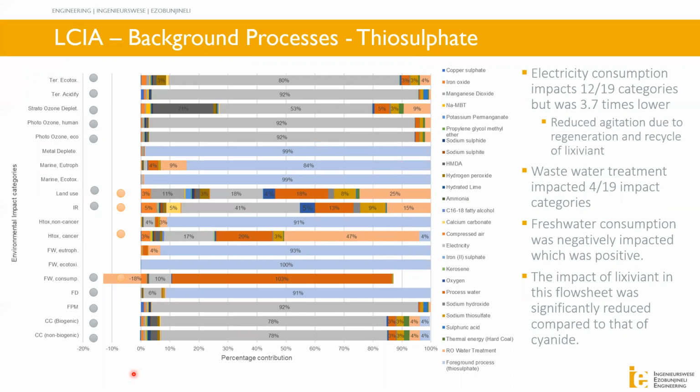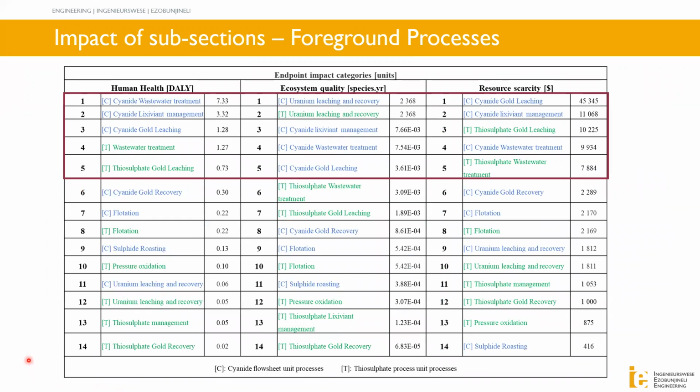Finally, in the foreground processes, they also indicate that thiosulfate as a lixiviant has less impact on the ecosphere than the use of cyanide. And this is a function of the manufacture of cyanide. So from the background processes to the foreground processes, this table gives a ranking of subsections, i.e. different technologies within the flow sheet.